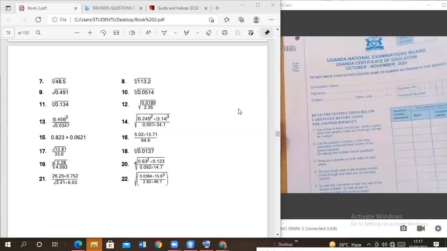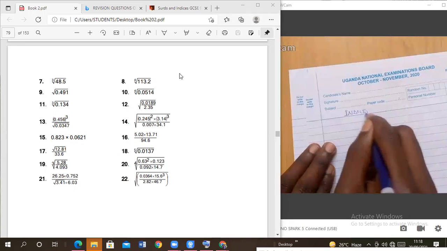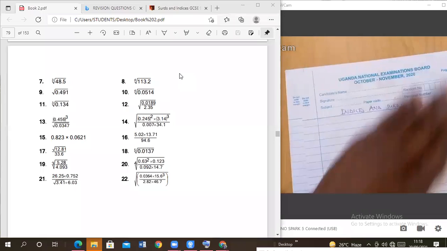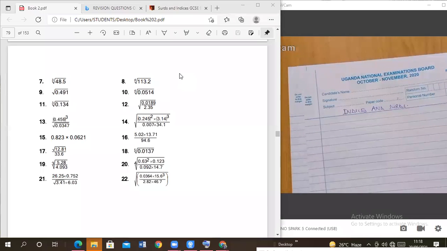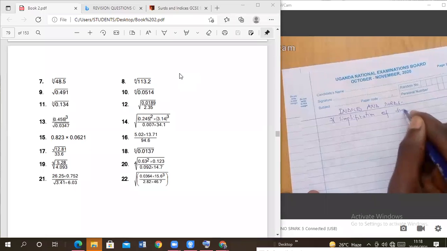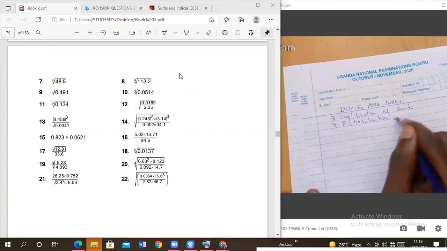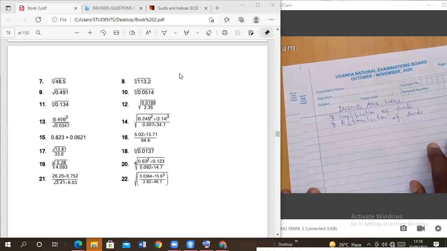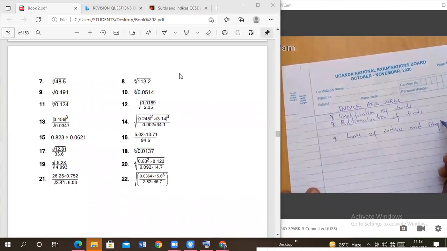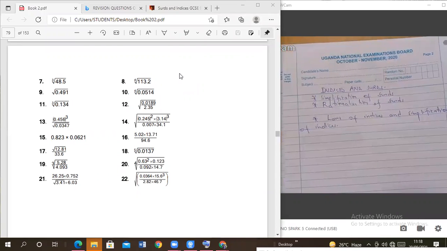Let's revise indices and surds. We noted down very many laws of indices and how we simplify. We looked at simplification of surds. We have also seen rationalization of surds. We have also seen laws of indices and simplification of indices. I think we still remember that.